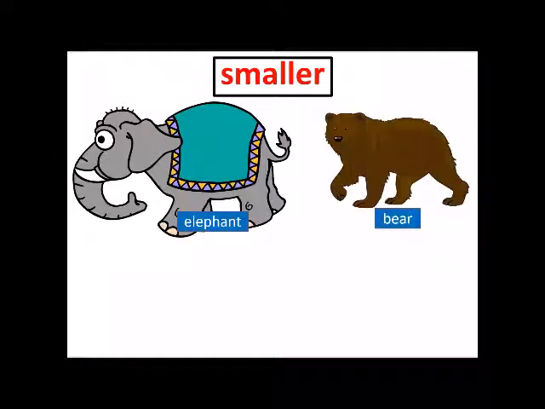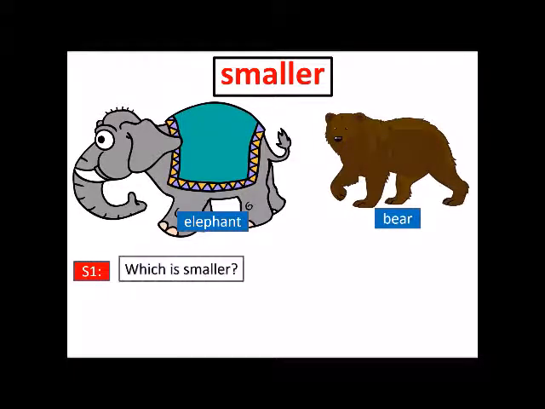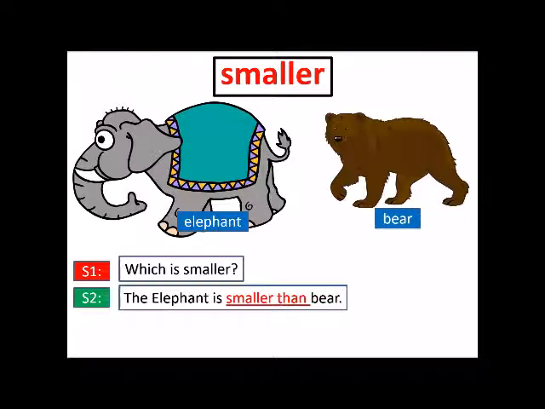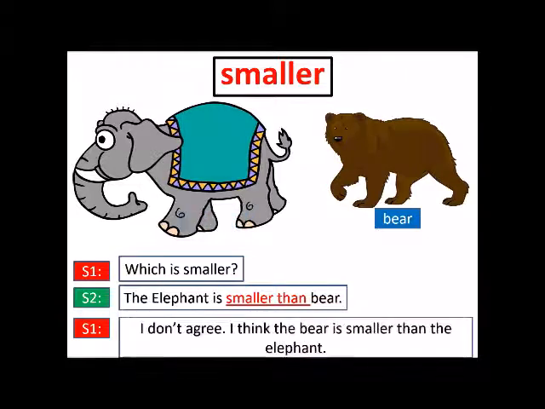For example, you will use smaller. So student 1 can ask the question, which is smaller? And then student 2 can say, the elephant is smaller than the bear. And then student 1 can answer back, I don't agree. I think the bear is smaller than the elephant. Okay, very good.